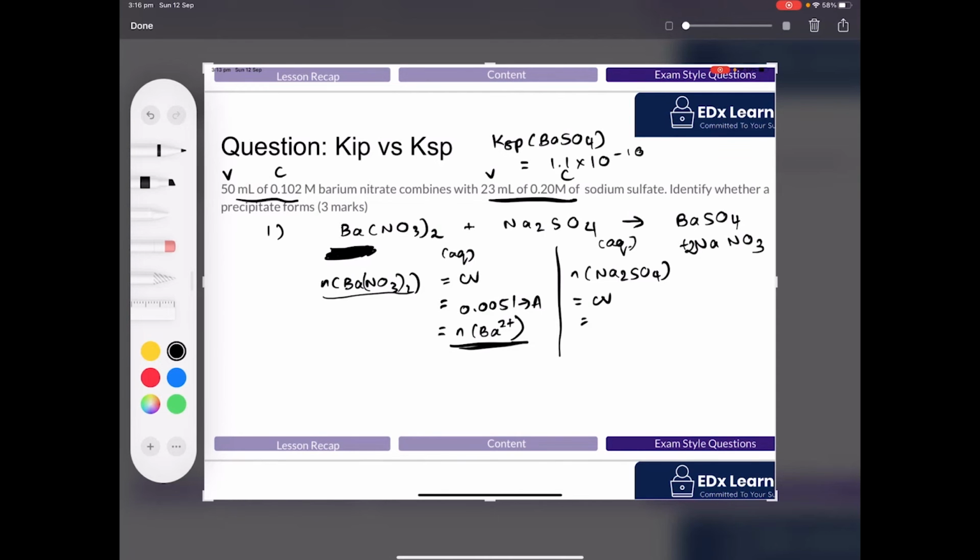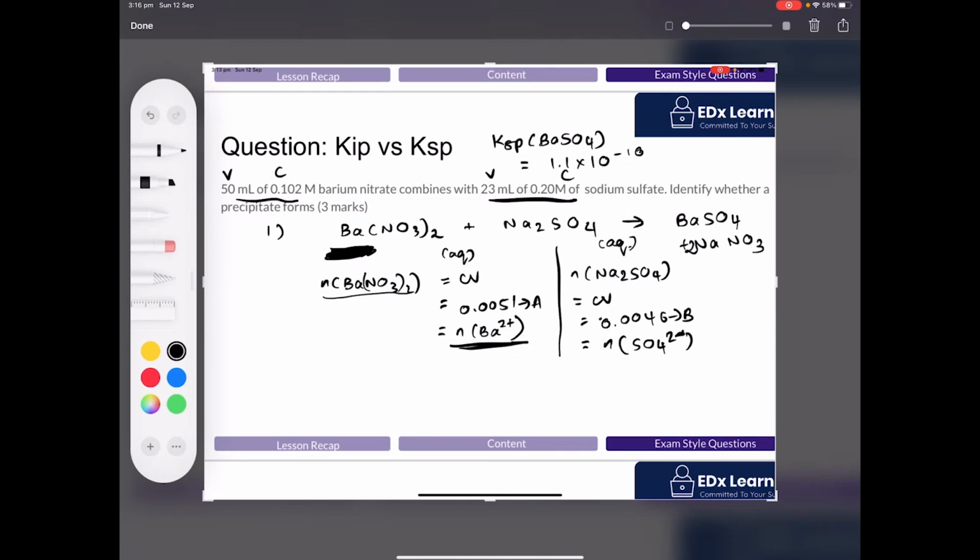Who did it this way? And who got a number of moles? What did you all get as your number of moles? 0.0046. Good. We'll store that as B. And Anthony, which ion is this also equal to? The number of moles of sulfate ion. Good. That's all we care about, right?